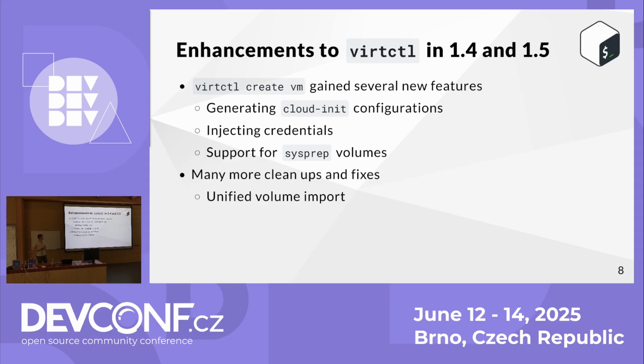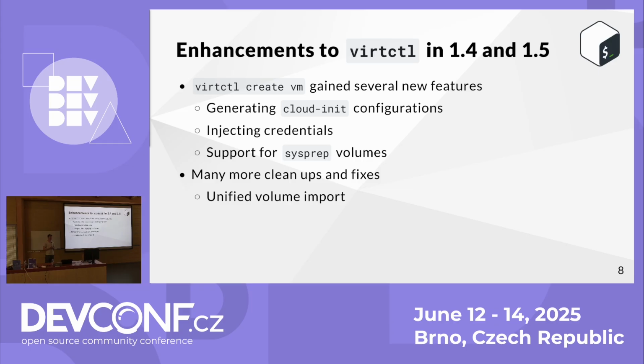Now to the enhancements to virtctl in the 1.4 and 1.5 development cycle of kubevirt. Virtctl create vm gained several new features. So the first one would be the generation of basic cloud-init configurations. Before that, you could already pass your own cloud-init configurations to it, but they had to be base64 encoded and needed to be passed on the command line to a flag, which is not very user-friendly, but hey, I guess it worked.